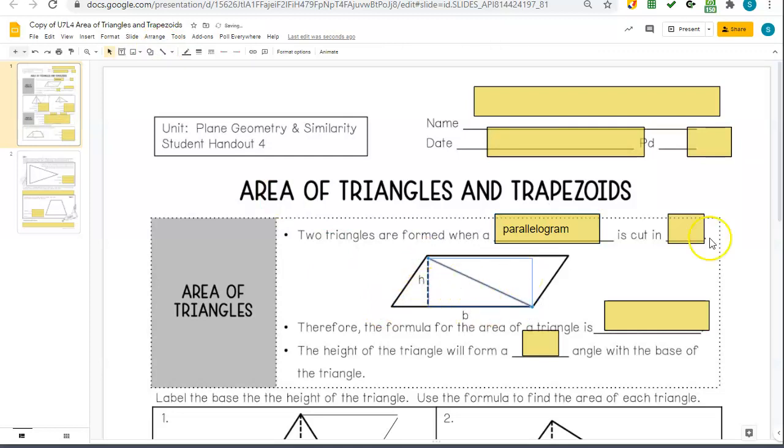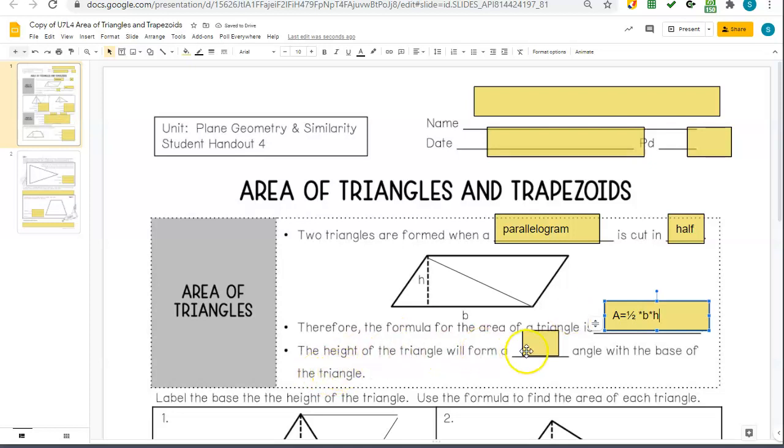If we cut this parallelogram in half, I'm going to draw the shape here. We made two triangles, right? If this whole space is the area for a parallelogram, and that is base times height, what is the area for a triangle? The area of a triangle is 1/2 the area of the parallelogram, which we remember is base times height.